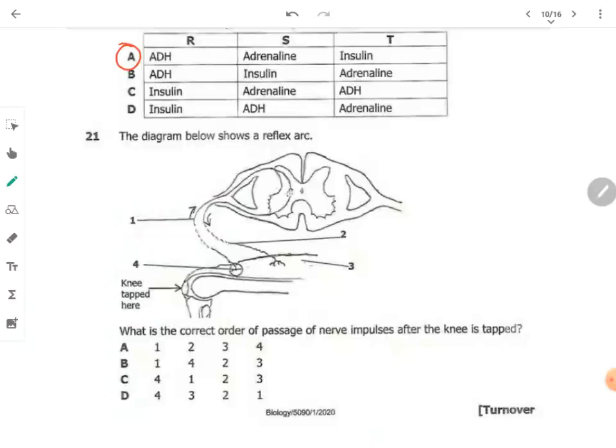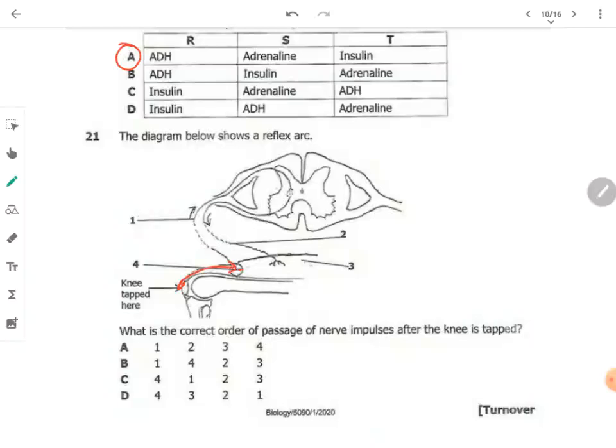Question 21. The diagram below shows a reflex arc. So I have 1, 2, 3, 4. The question is, what is the correct order of the message of nerve impulses after the knee is tapped? Now, when the knee is tapped here, what's the direction of the nerves? Okay, so the direction is from here. The nerves will move like this. It will move from 4, that arrow, like that.